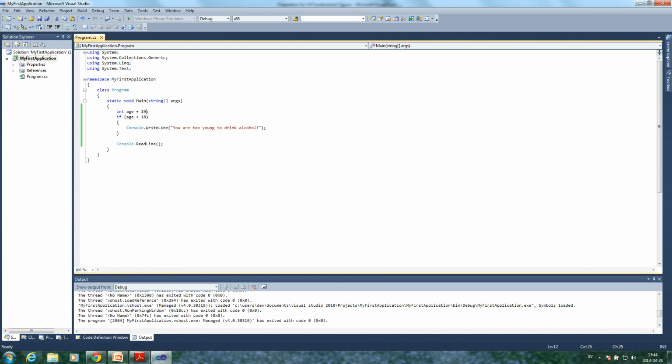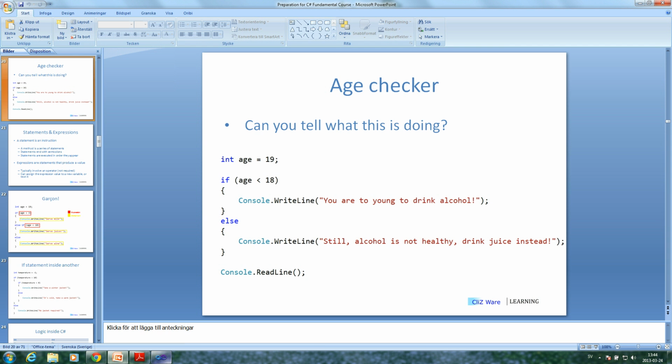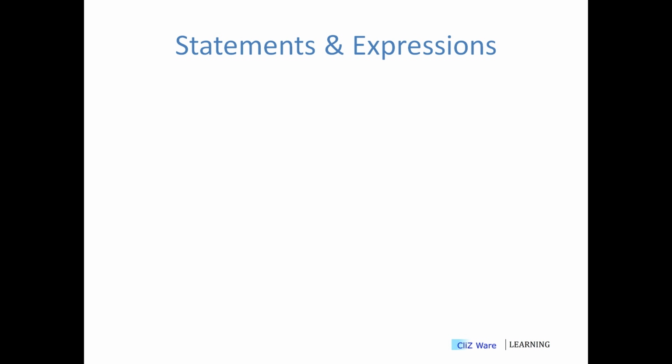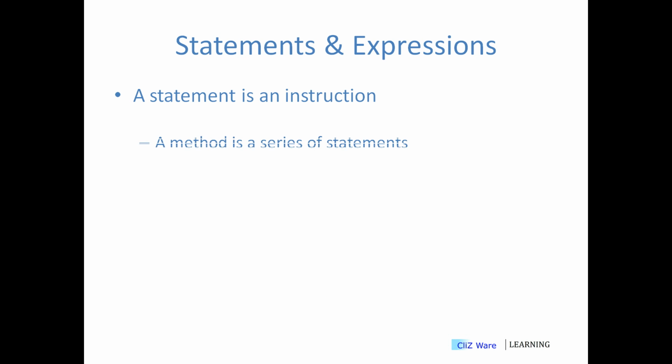But that's about it. So now we're going to look at statements and expressions. I've been talking about statements and expressions, and basically a statement is just an instruction to the computer. That's what a statement is. And a method is a series of statements.